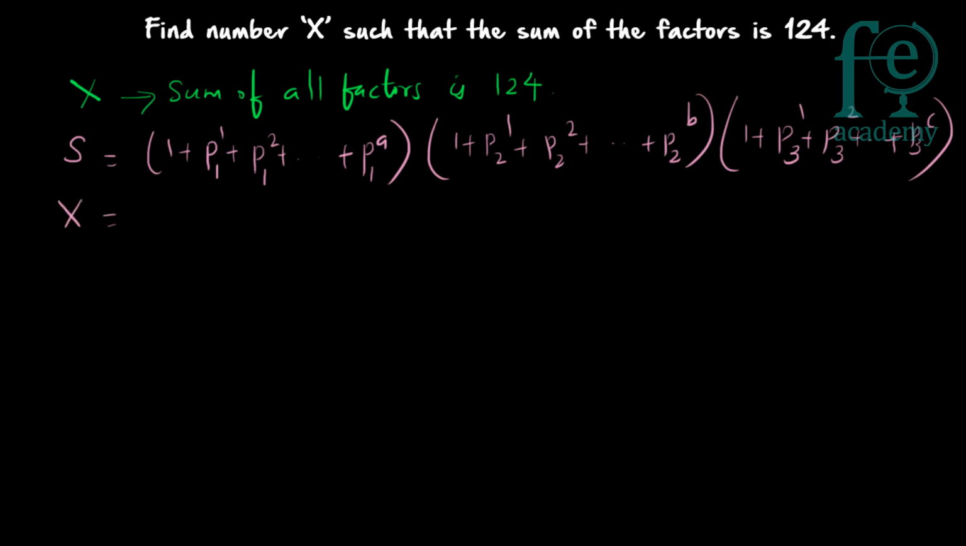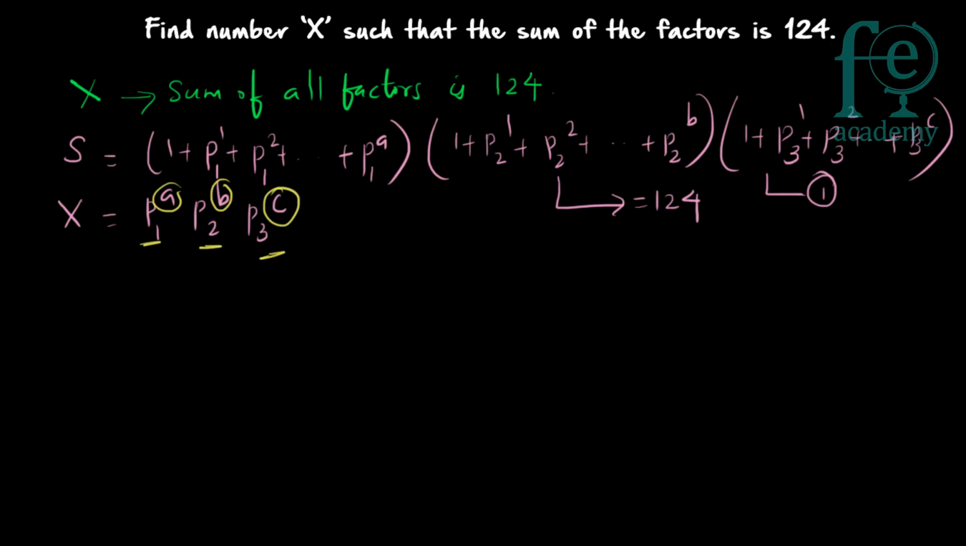So x is equal to p1^a, p2^b and p3^c. Then only will we be able to write the sum in the form of equation number 1. This sum is equal to 124. That is the given information. The sum of the factors of n is given, and you are asked to find x. But our main task is to find p1, p2, p3 and a, b and c. Then you will easily get x.